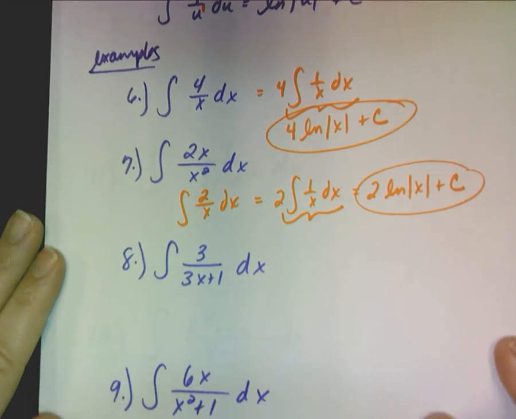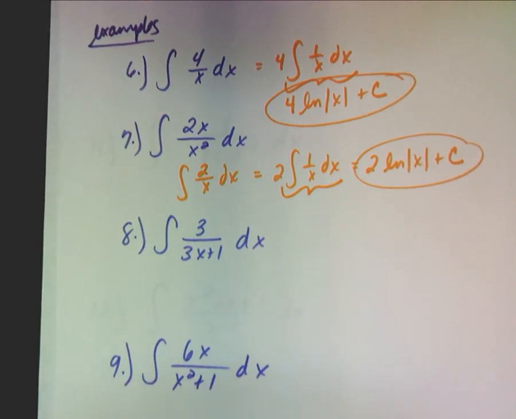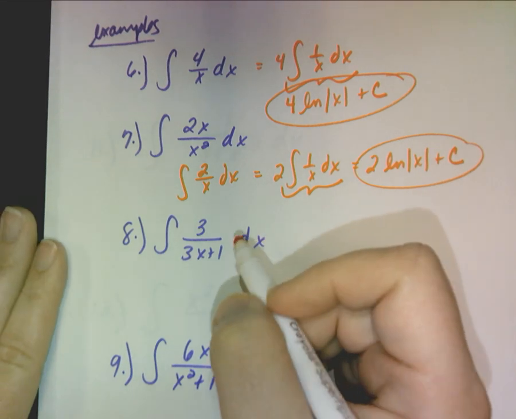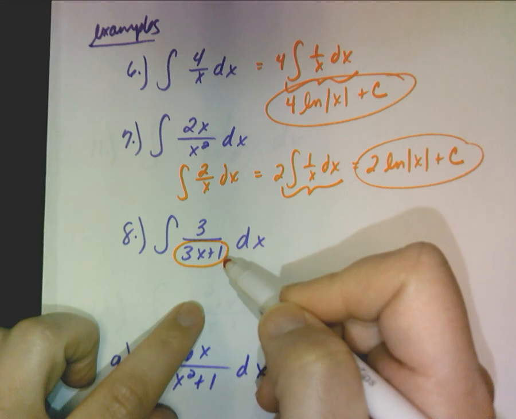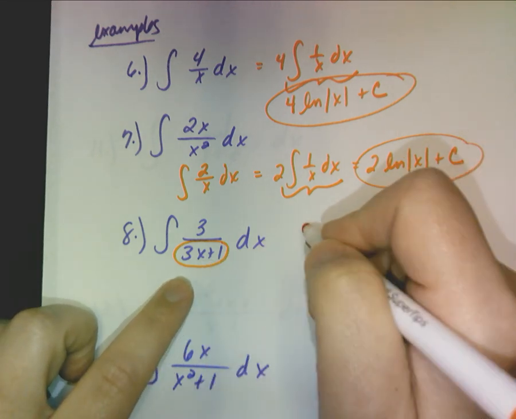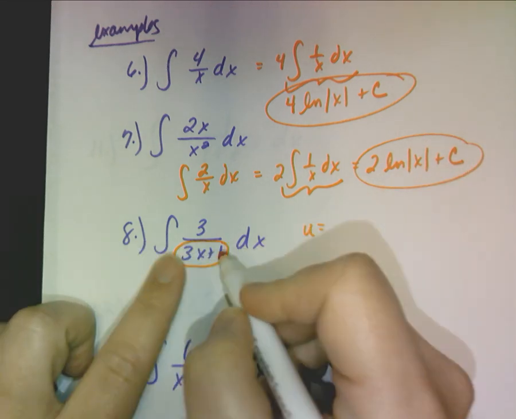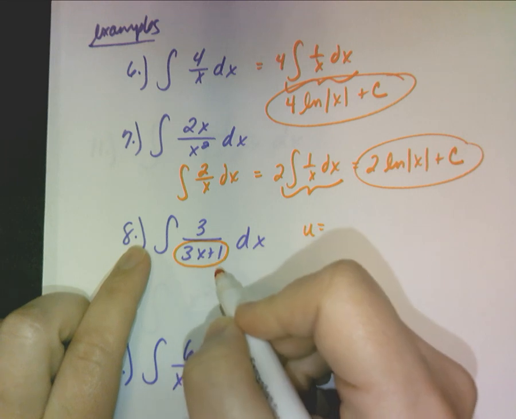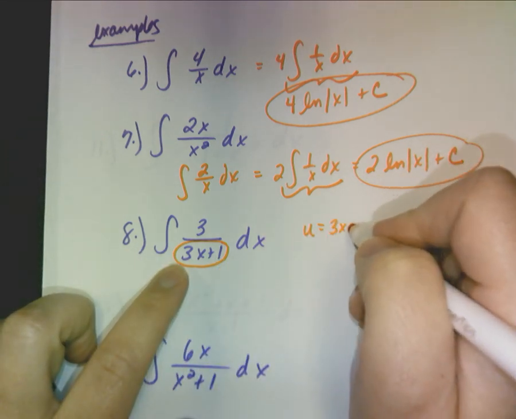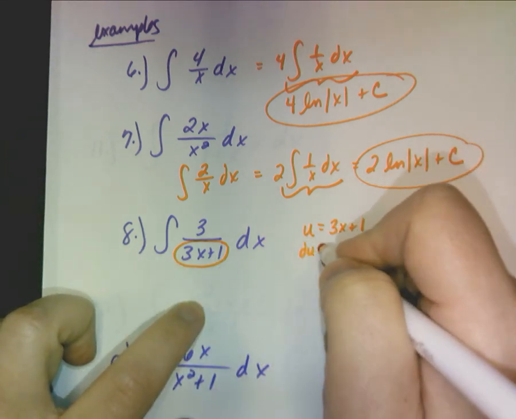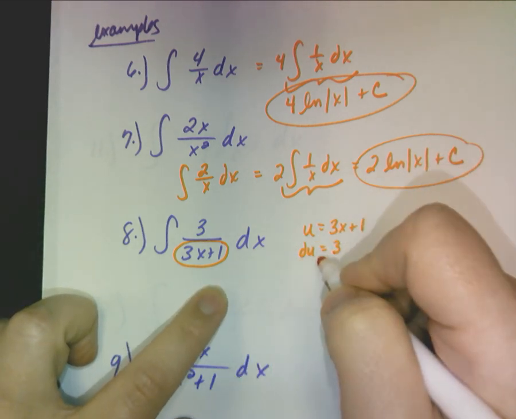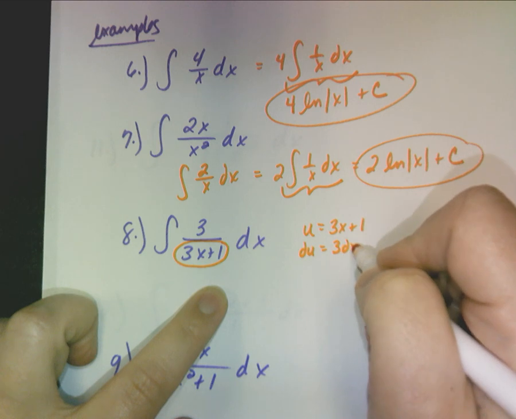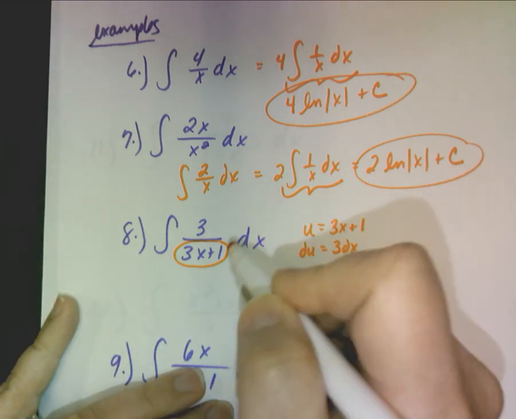But now we get to something like this, 3 over 3x plus 1. All right, so let's notice something. This is what I could use as my u. It's not raised to a power, but I'm still going to call it u. 3x plus 1. My du, my derivative of that would be 3, and then multiply by dx on both sides, 3 dx, which is right here.